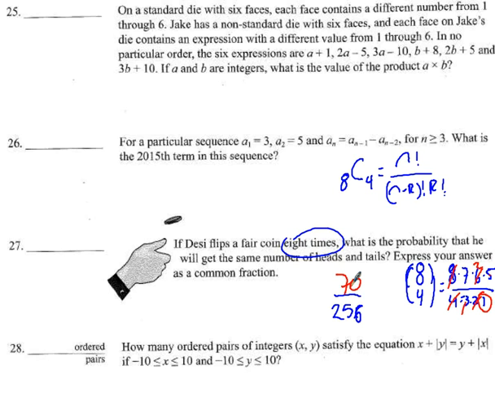Well, let's see. I know they're both even, so let's reduce everything by 2. So we have 35 over 128. Well, I know 5 doesn't go into it, and I don't think 7 goes into it either. It does not. So I think my final answer is 35 over 128. Yay!